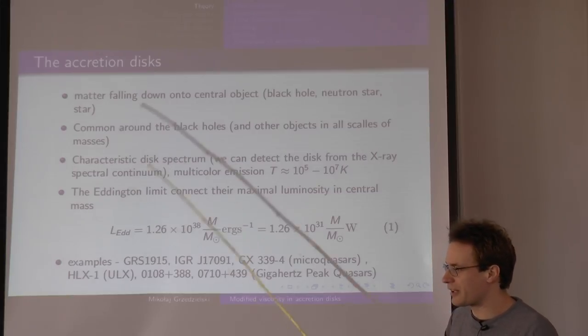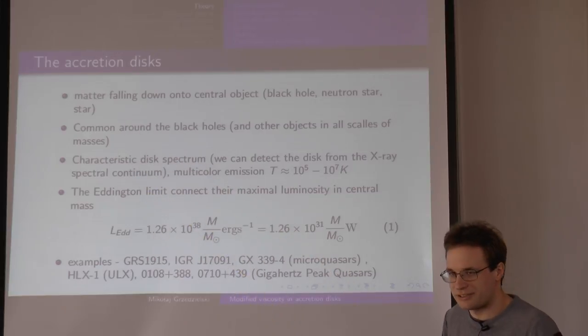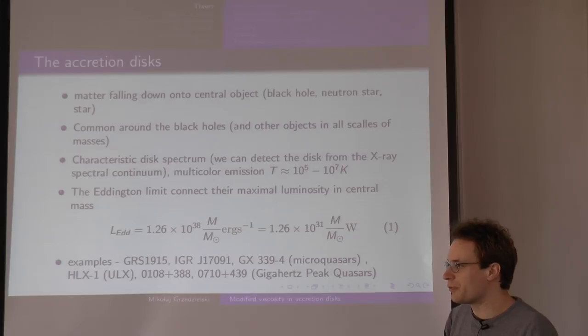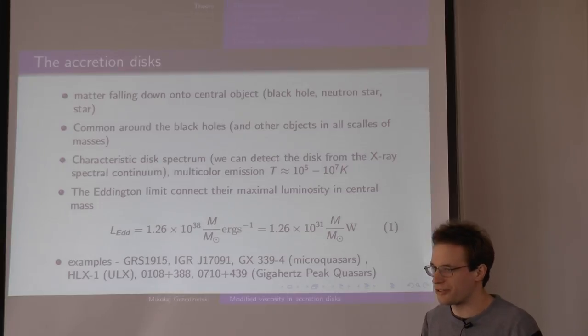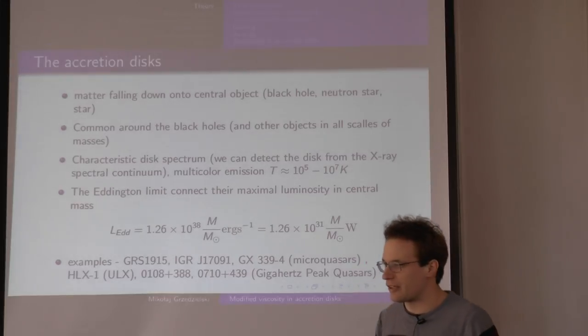I will focus on black hole accretion disks because they have very characteristic time scales and length scales. The length scales are very characteristically connected with mass, and they are common among many orders of magnitude of the black hole mass. So what is characteristic in an accretion disk?